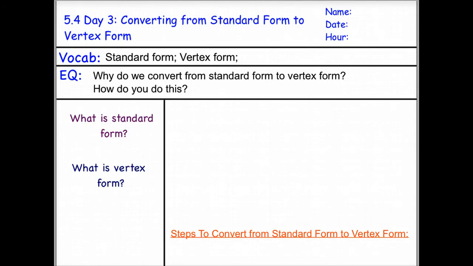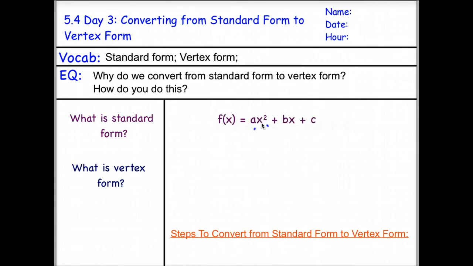Hello everybody and welcome to day 3 of lesson 5.4. Today we are going to be talking about converting from standard form to vertex form. So our essential question for the day is, why do we convert from standard form to vertex form, and how do you do this? So I want to start out by reviewing again what is standard form.